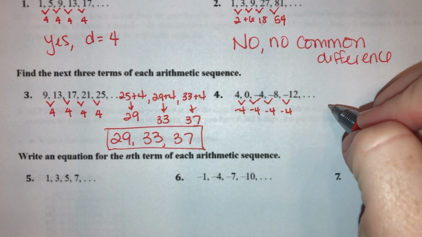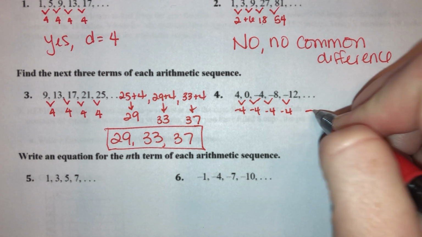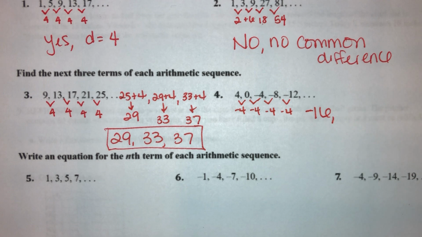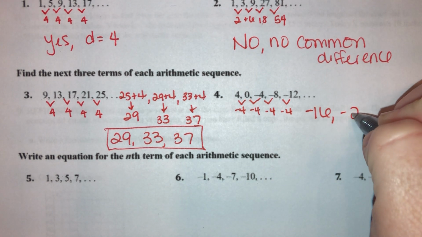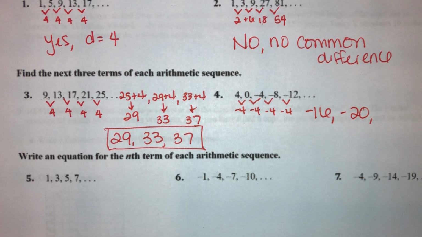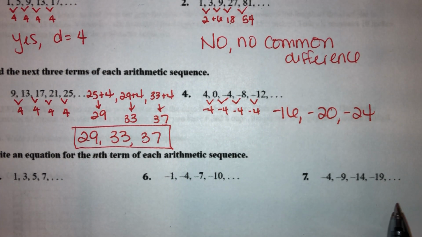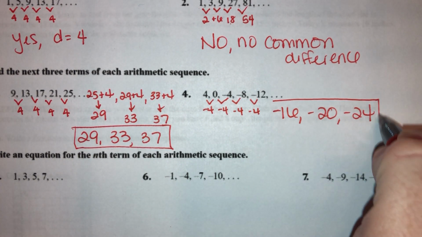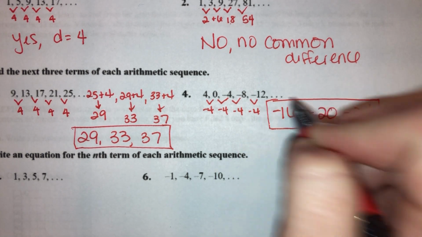So what's negative 12 minus 4? Negative 16. What's negative 16 minus 4? Negative 20. What's negative 20 minus 4? Negative 24. So there's the next 3 terms of this sequence. That's all it said to do. So that's all we're doing.